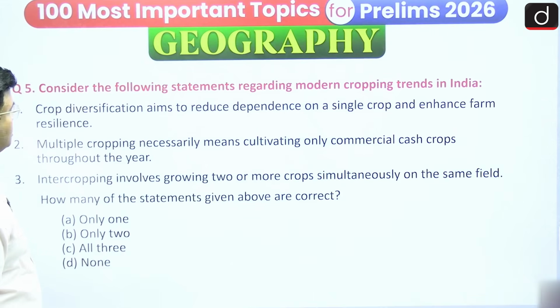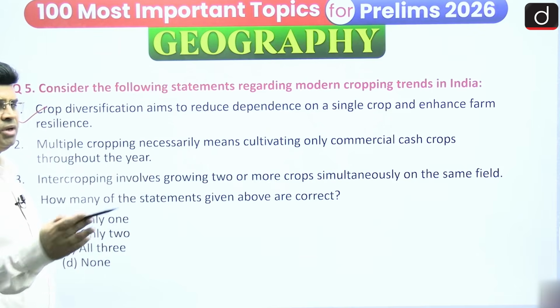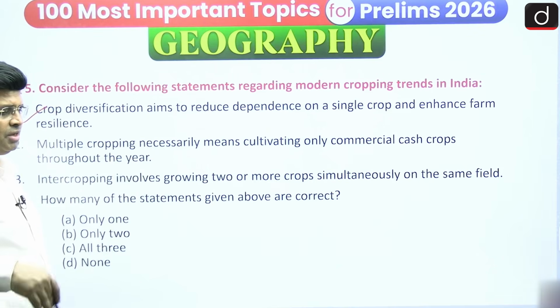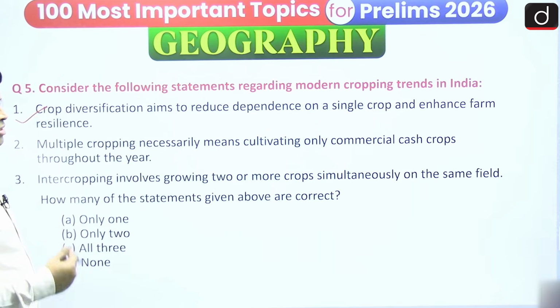After that, consider the following statements regarding modern cropping trends in India. Crop diversification aims to reduce dependency on a single crop and enhance farm resilience. That is true, because it means growing more crops on different small lands. Resilience means farmers' income can grow and the soil quality also improves.